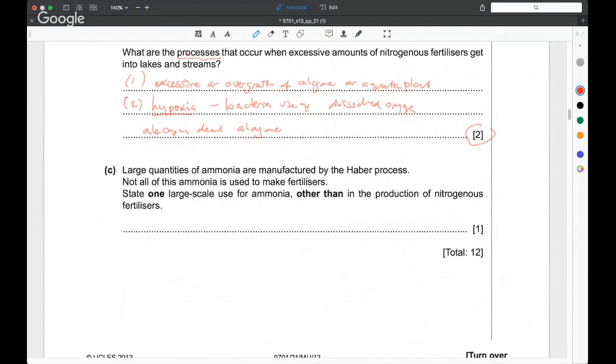Okay, still talking about ammonia here. So the Haber process produces ammonia. Well, what are the other uses for ammonia apart from fertilizers? You need to know, well, ammonia can be used to make nitric acid, can be used in the making of explosives, and also the polymer nylon. So those are some other uses of ammonia from the Haber process. You only need 1 mark there, so you just need to choose one of those. Nitric acid, explosives, nylon production. Good.